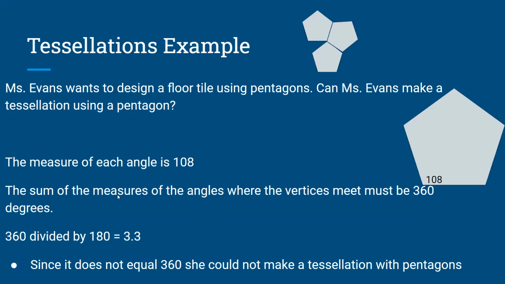So then a tessellation example. Miss Evans wants to design a floor tile using pentagons. Can Miss Evans make a tessellation using a pentagon? So the measure of each of these angles in this pentagon is given to you in your book. This is one of the examples from your book. So it tells you that it's 108, but I need where my vertices meet in my tessellation to be 360 because that's a complete circle or a complete angle of where all the sides are going to meet.